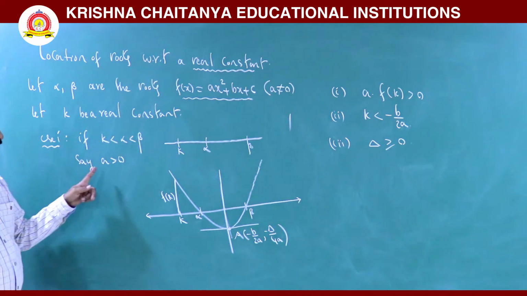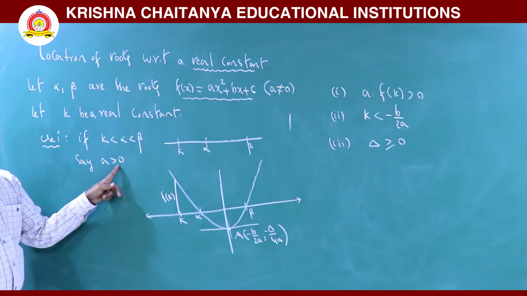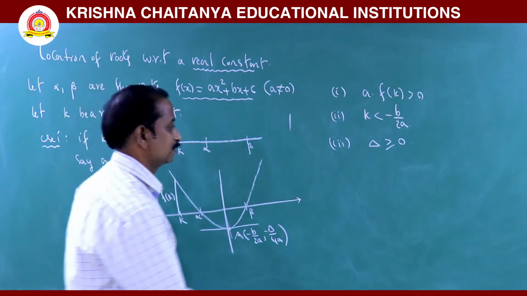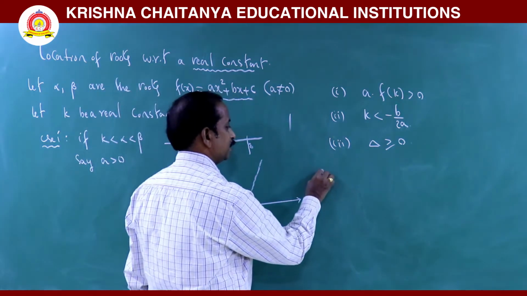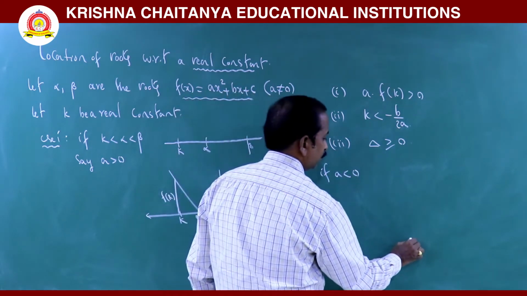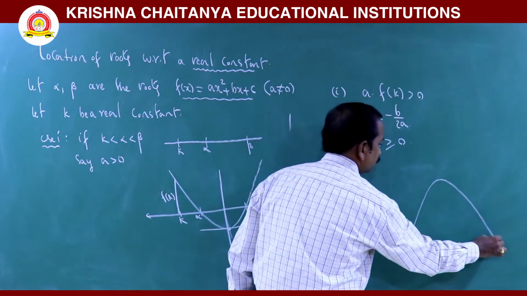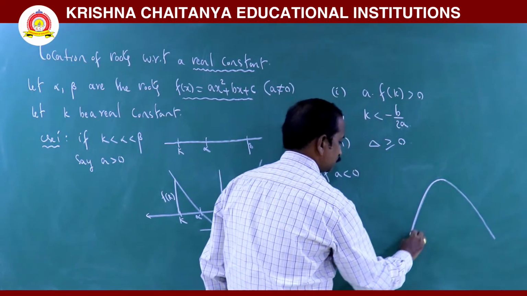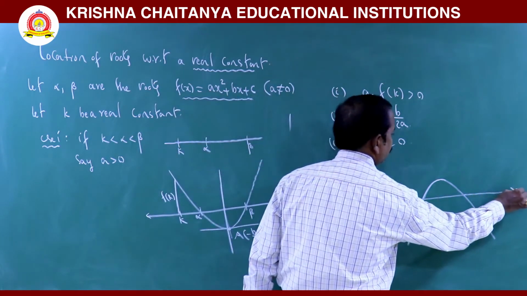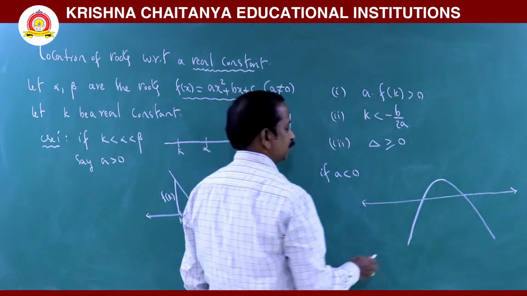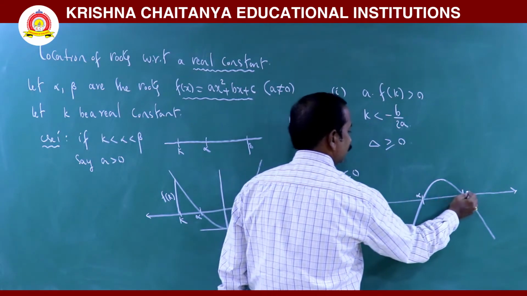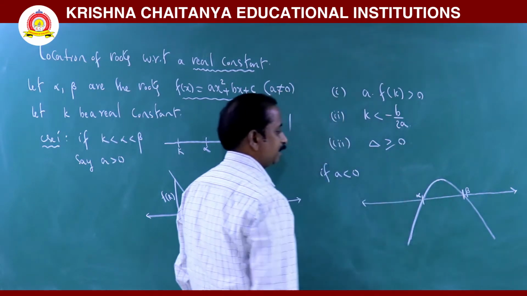For example, if you consider a less than 0, conditions never change. I can show the reason. If a less than 0, the shape of the graph is open downwards. Now consider a real line. So this is the real line. On the real line, with respect to the curve, consider two roots. One root is alpha, another root is beta.